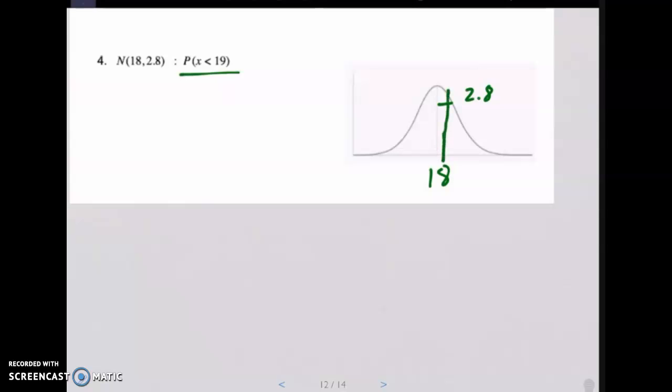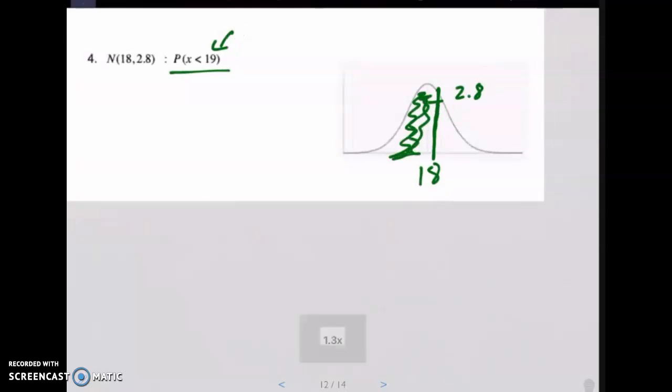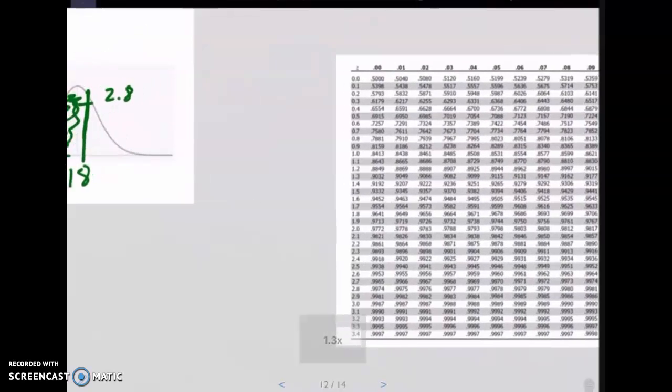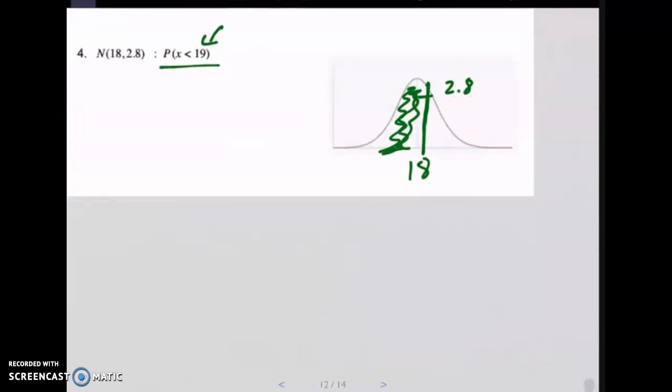So it's probably above. First of all, I can see right now that this is going to have a positive z-score, right? Because 19 is above 18. We're going to find this area. So unfortunately, we don't see like 19.8 in here. So what we have to do is we have to normalize the data. We have to make the mean 0, and we have to make the standard deviation 1 and figure out what the z-score is.